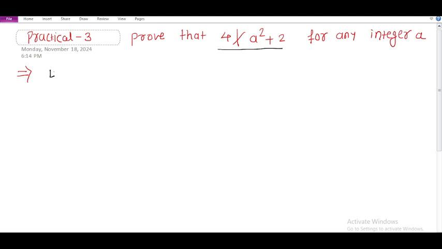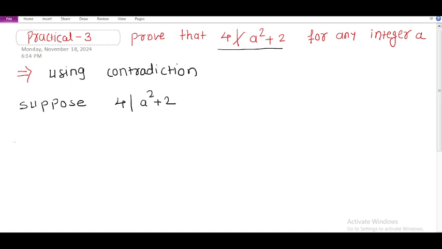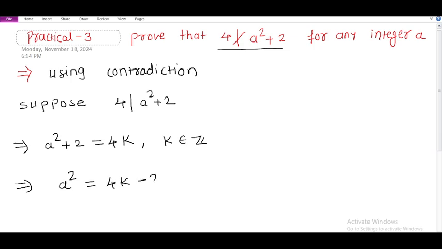Suppose, by contradiction, suppose 4 divides a square plus 2. This implies a square plus 2 is a multiple of 4, so say it is equal to 4k for some integer k. This implies, if you simplify, we will get a square is equal to 4k minus 2.